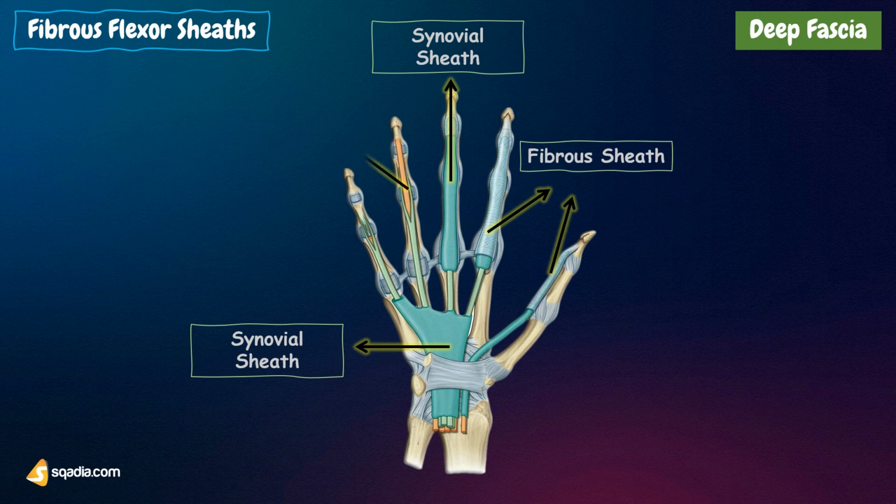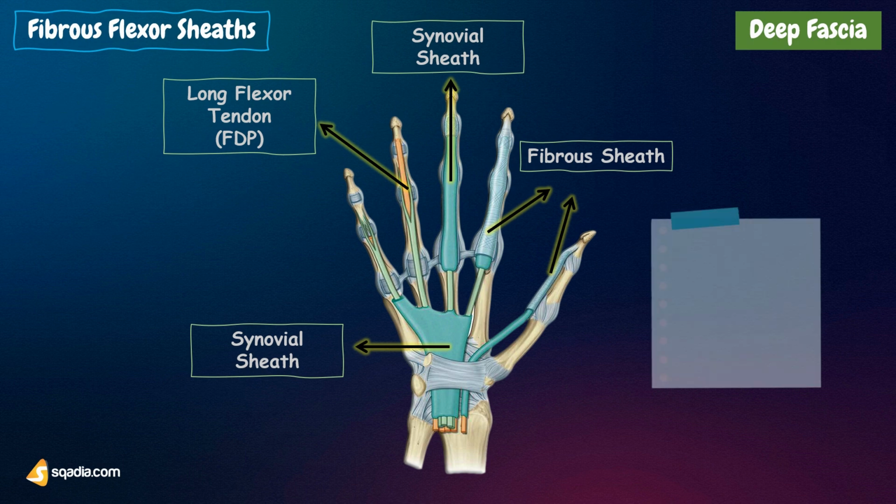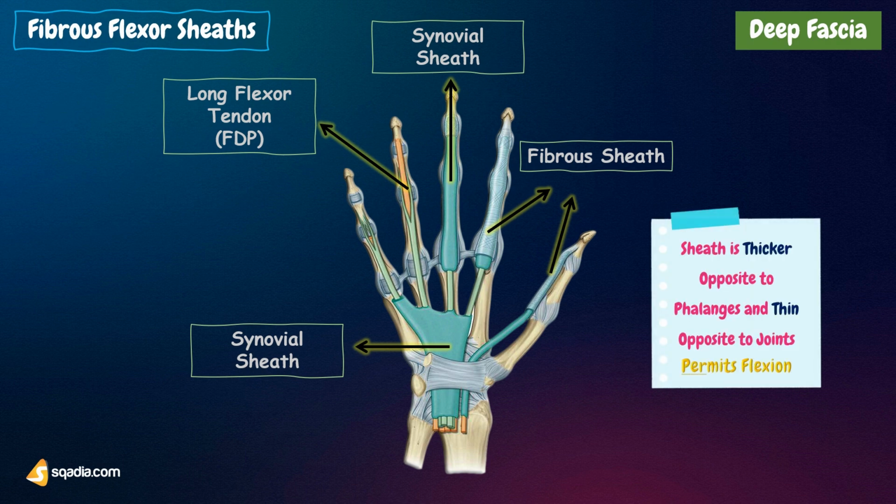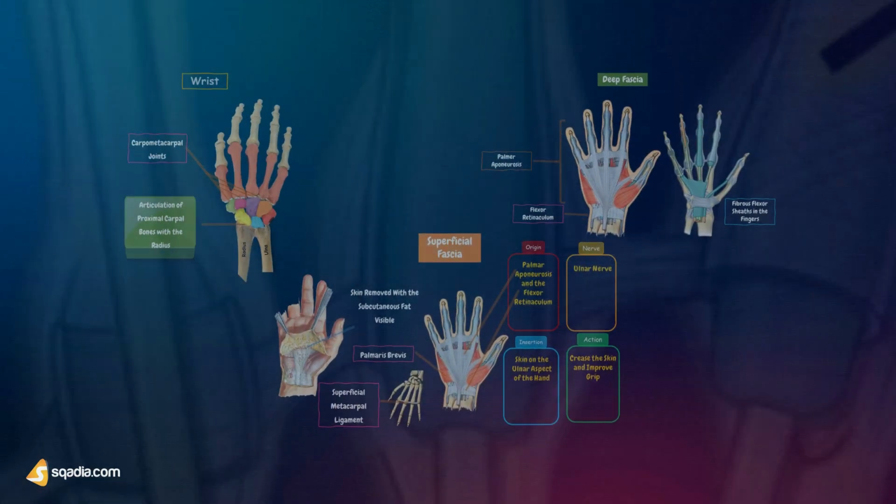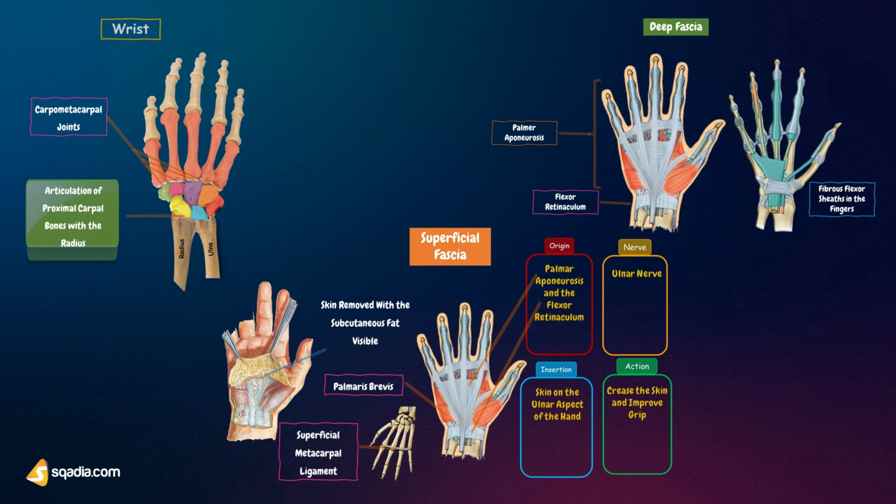In this way, a blind osteofascial tunnel is formed which contains the long flexor tendons enclosed in the digital synovial sheath. The sheath holds the tendons in position during the flexion of the digits. The fibrous sheath is thick opposite the phalanges and thin opposite the joints to permit flexion. That is all about the wrist and the fascia of the hand. Stay tuned to learn about the intrinsic muscles of the hand.